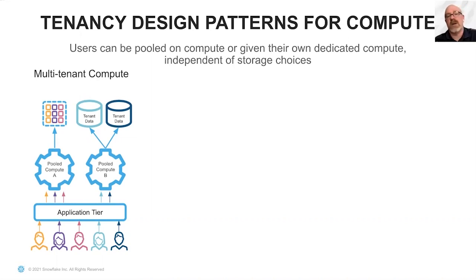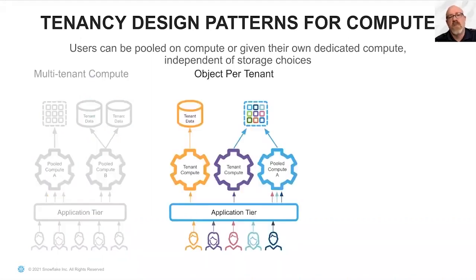But what's important here is to highlight that you can mix and match models between storage and compute. And this is even more illustrated in our object per tenant model, where we're going to start to give more tenants their own virtual warehouse, their own compute. So you can see here, orange and purple have their own. That might be because they're special customers, they're paying for a higher level of service. Maybe we have a special contract with them. But again, we can have whatever storage tenancy model behind the scenes that we want.